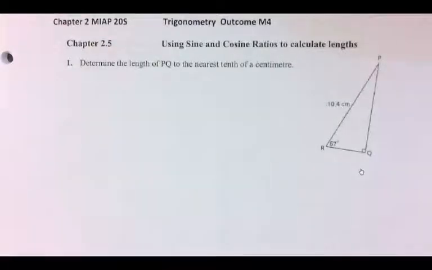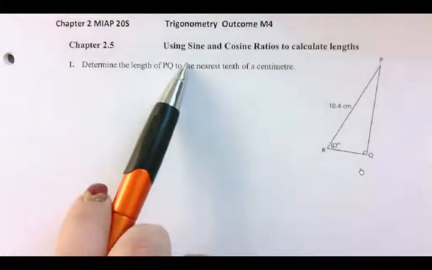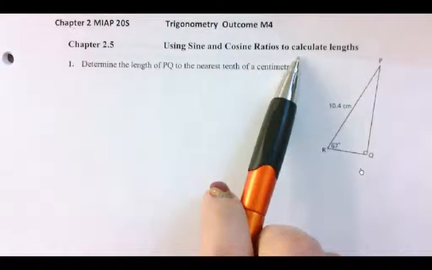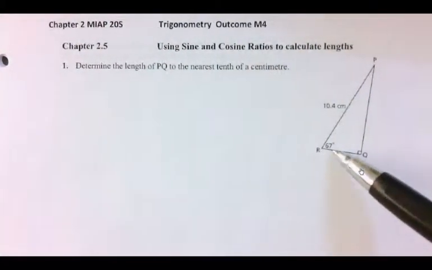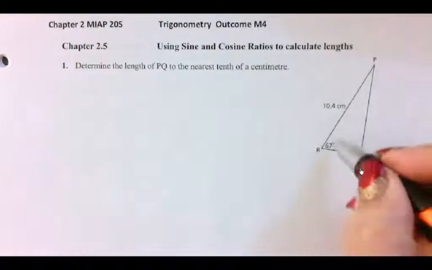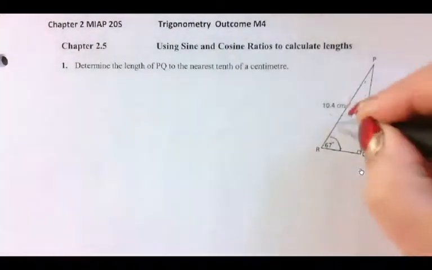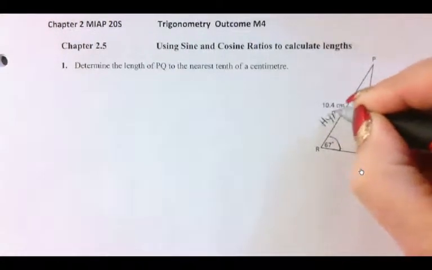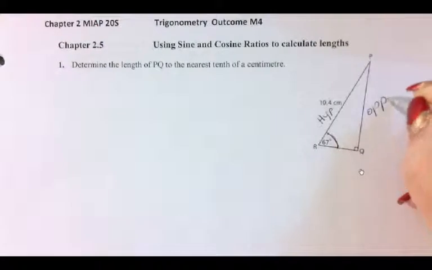Okay, so in section 2.5, we're going to be using sine and cosine ratios to calculate the lengths. So what are we given here? We're given an angle and the hypotenuse. So this is the hypotenuse, that's the angle. What's this side here? Opposite. Okay. Now, which trig ratio am I going to use?